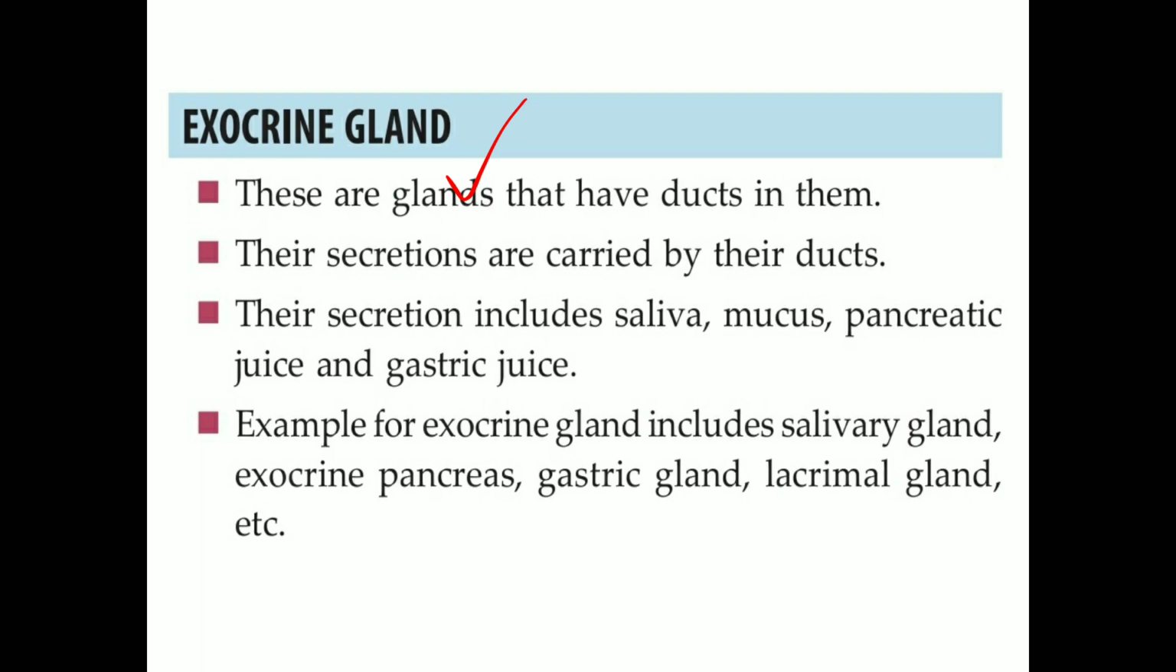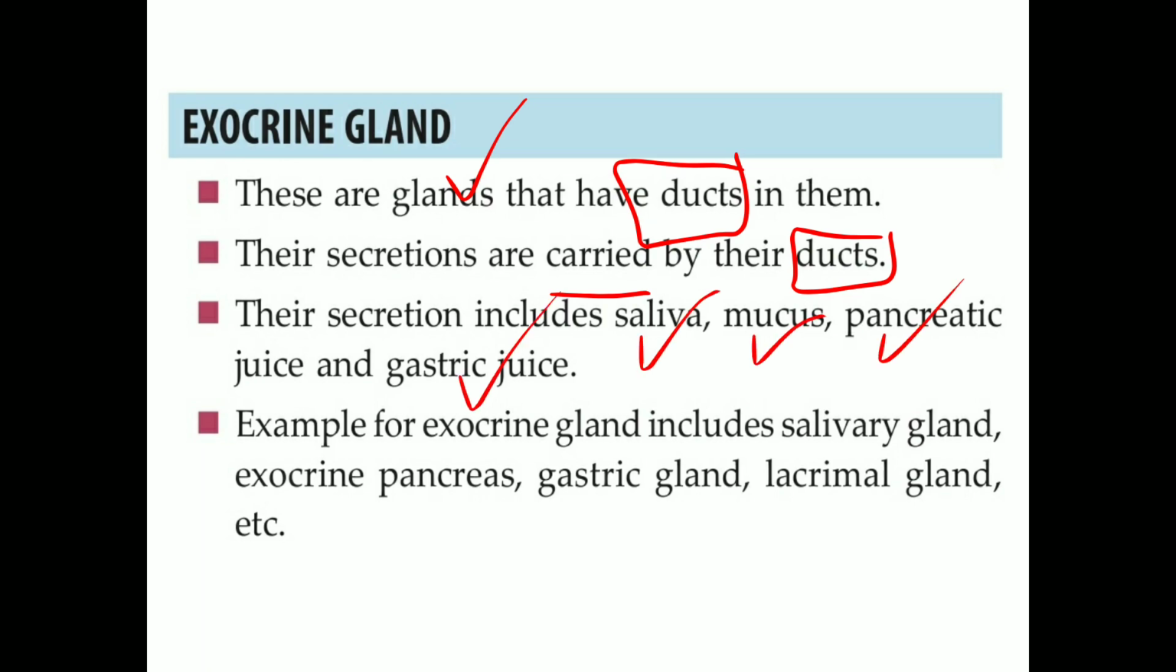These are the glands which have ducts in them, and these ducts carry their secretions. The secretions are carried through their ducts, and these secretions include saliva, mucus, pancreatic juice, gastric juice, etc. Examples of exocrine glands include salivary gland, which secretes saliva, and exocrine pancreas, which secretes pancreatic juice, gastric glands that secrete gastric juice, and lacrimal gland that secretes tears.